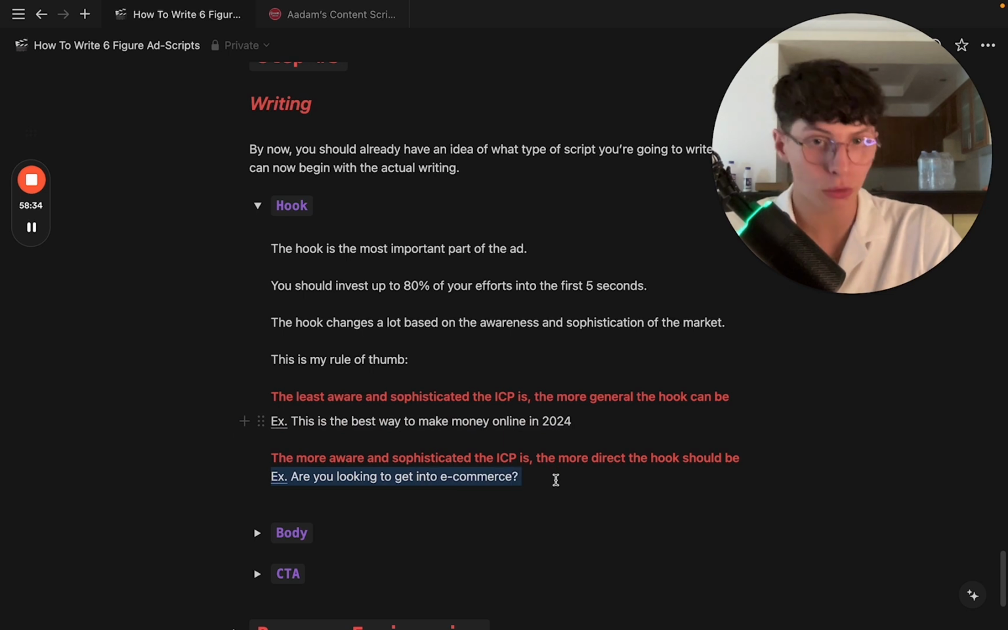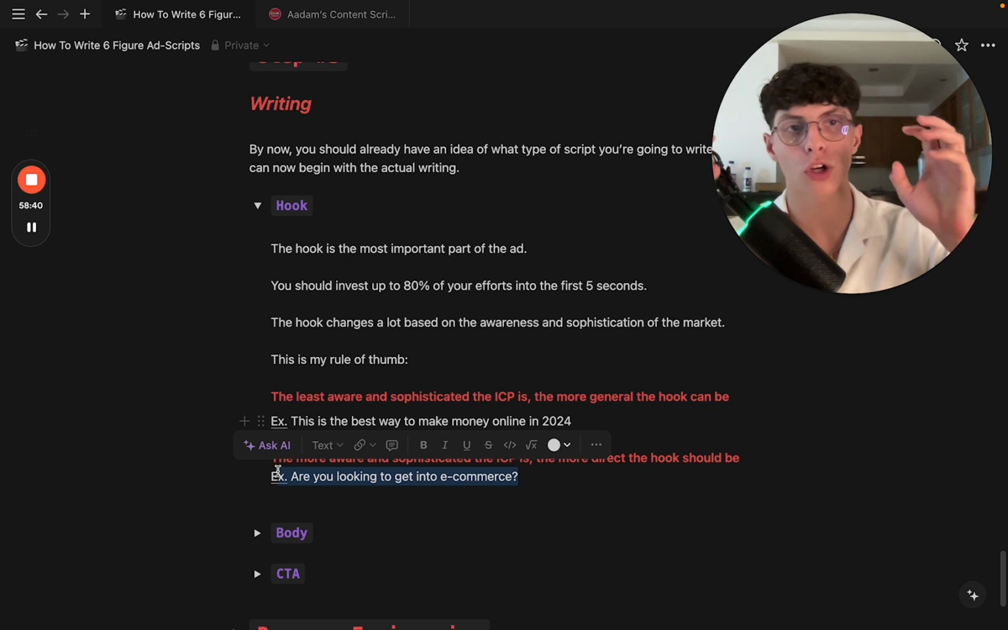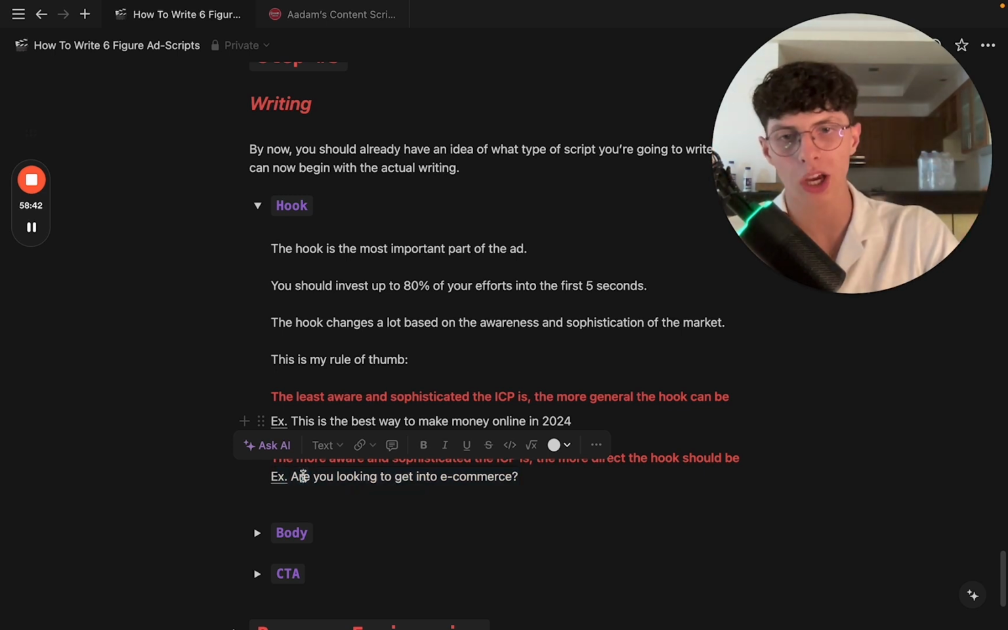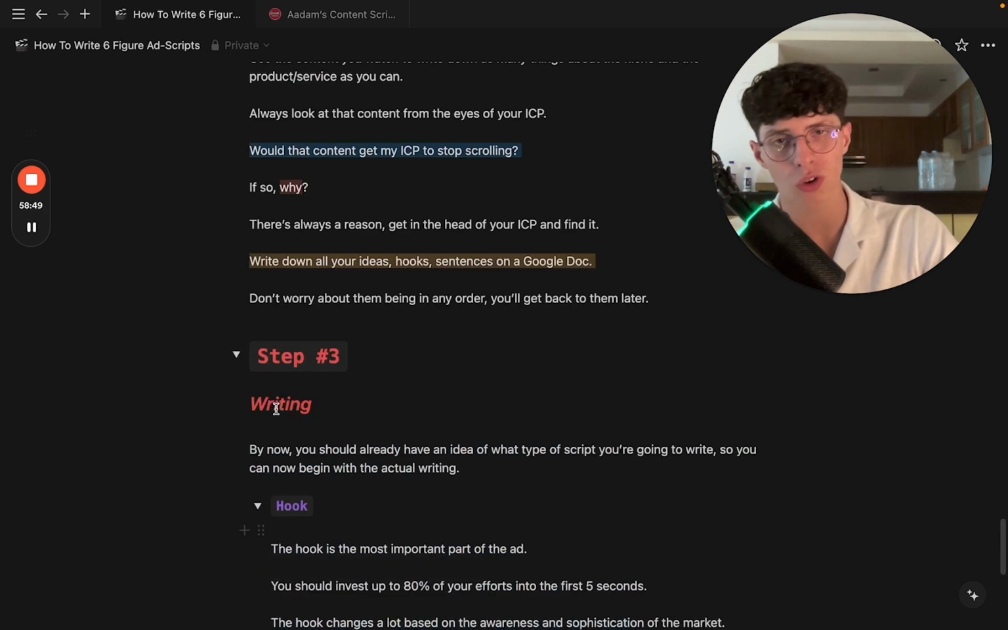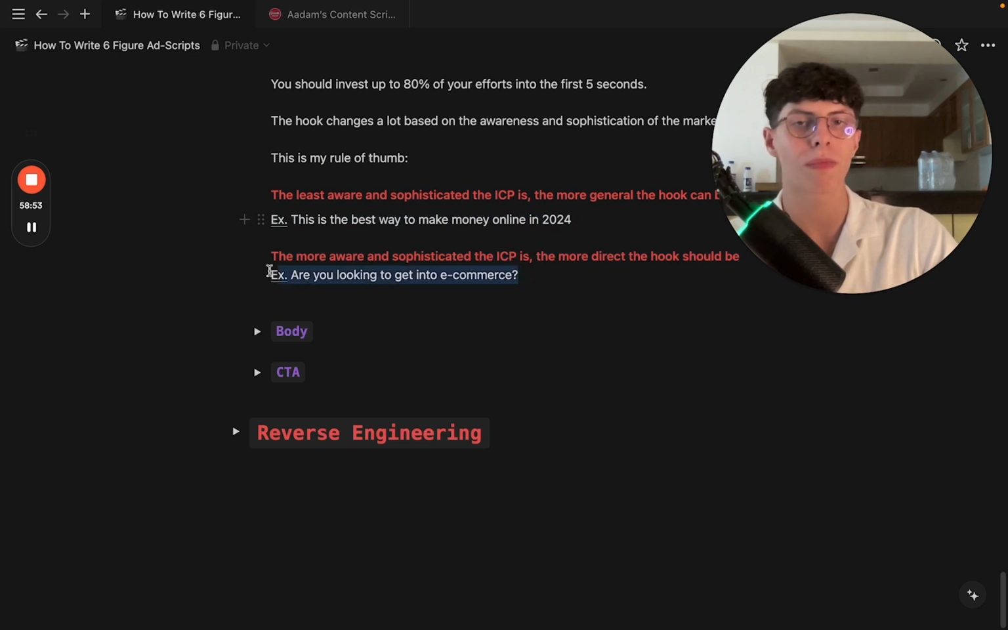Are you looking to get into e-commerce? Okay, they're already sophisticated and aware about e-commerce, so you just tell them, hey, are you looking to get into it? You call them out because they already know about it. While if they don't know what e-commerce is, this will never hook someone who doesn't know what e-commerce is. You probably understood this already from the sophistication and awareness part, but just saying, this is sort of my rule of thumb.